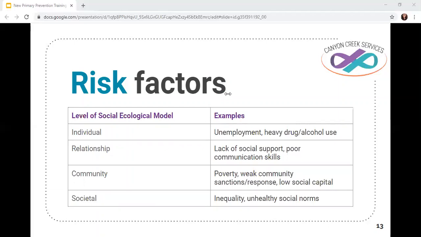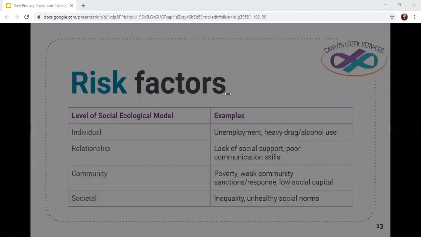Some risk factors at the individual level include unemployment and heavy drug and alcohol use. Some risk factors at the relationship level include a lack of social support, poor communication skills, and others. Some risk factors at the community level could include poverty, weak social community sanctions and response, and low social capital. And risk factors at the societal level could include inequality and unhealthy social norms.